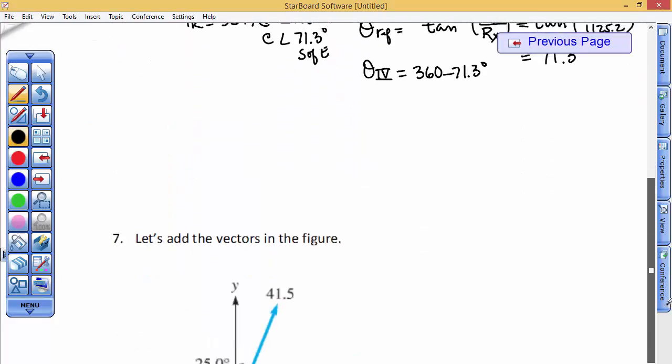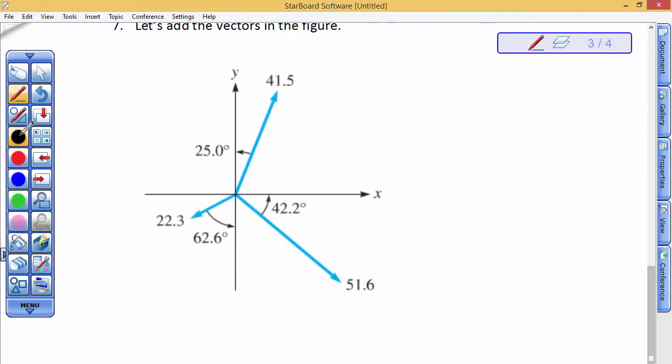However, I would just like to tell you that this angle right here is a better angle to use than this 25 degrees. So I would take 90 minus 25 degrees and use a 65 degree angle for this one right here. To find the magnitude of this 22.3, I would just notice that this is 90, this is 180, this is 270. So see the 62?